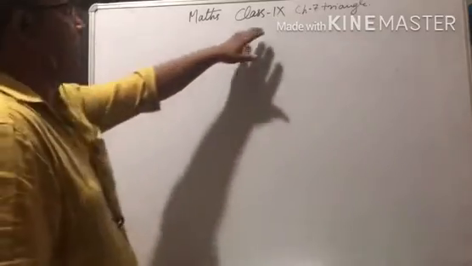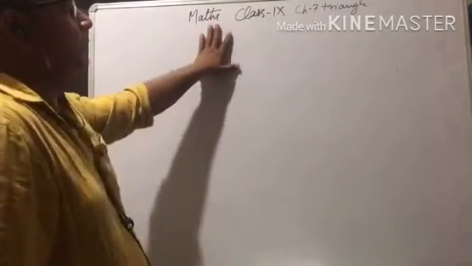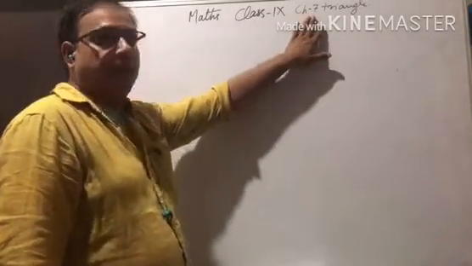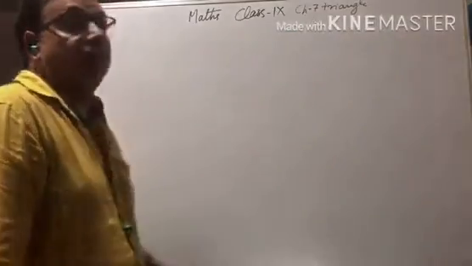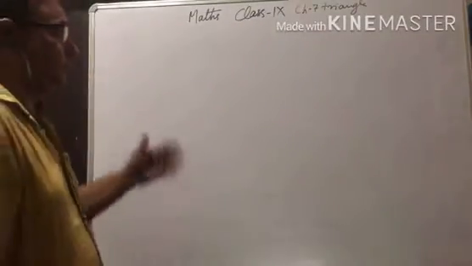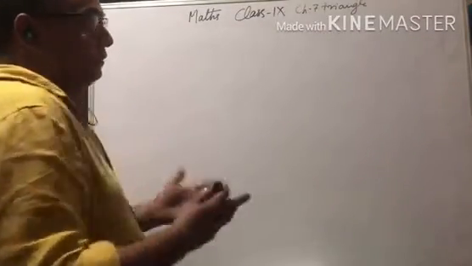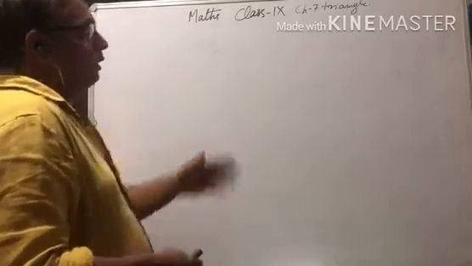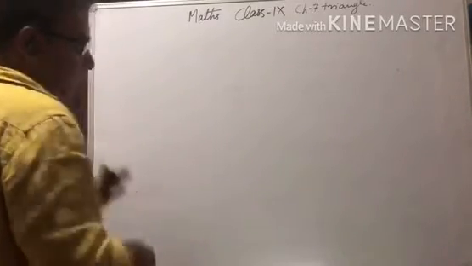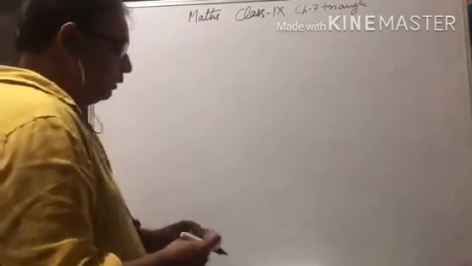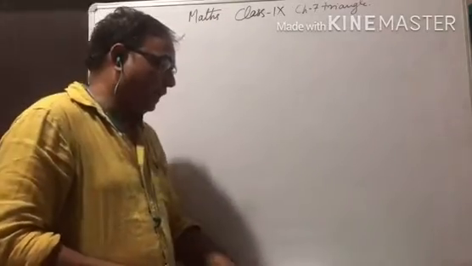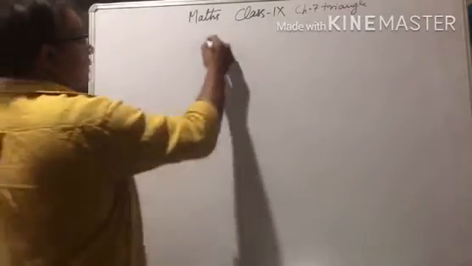This video is for class 9. The subject is maths and this is the continuation of chapter number 7, triangle. This is the fourth part of this chapter, meaning this video is the fourth video of chapter number 7, triangle. Today I am going to tell you about the inequalities in a triangle.